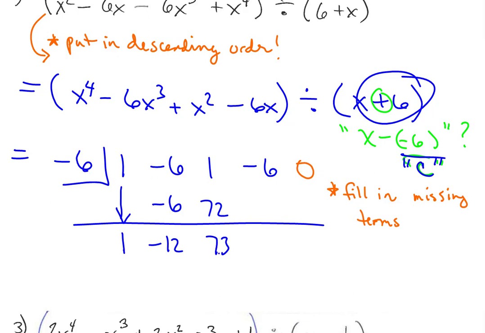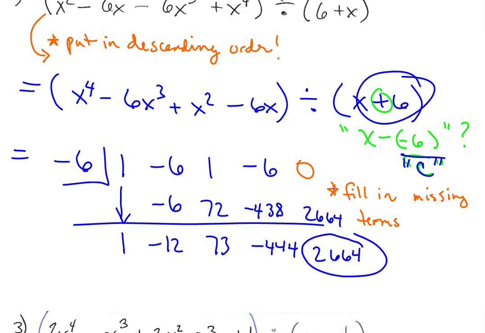Negative 6 times positive 73 would be a negative 438. Add down the negative 6 plus that would be a negative 444. Bounce again, negative 6 times negative 444 would be a 2,664. And then add down vertically 0 plus that gives us the 2664, which will end up being our remainder. So notice we utilize that extra 0 that we filled in order to make up for all the terms we have and get a remainder.